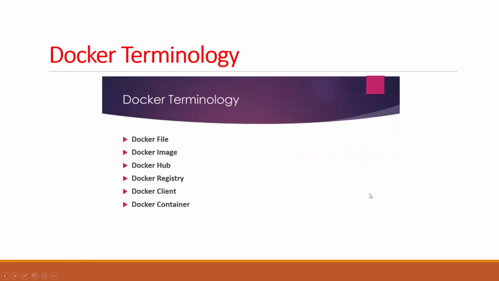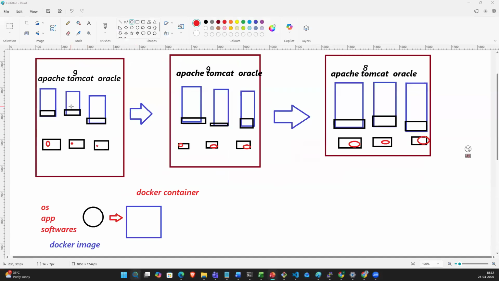Okay, what is the Docker terminology? We can create one Docker image and run this Docker image on every environment. For example, you have three Docker images: one for Apache, one for Tomcat, and one for Oracle. So one is for the app, one is for the backend, and one is for the database.